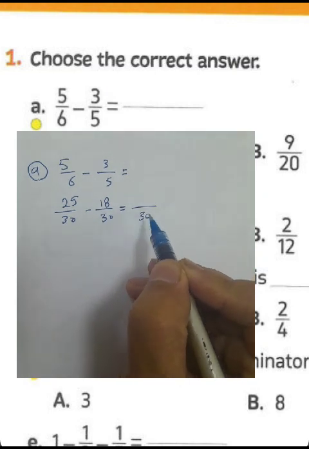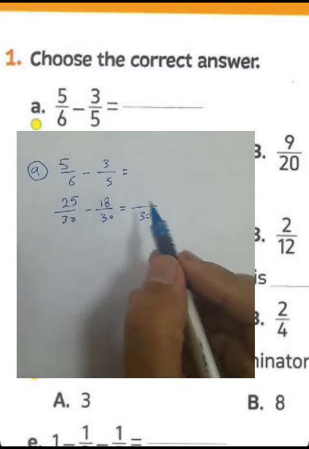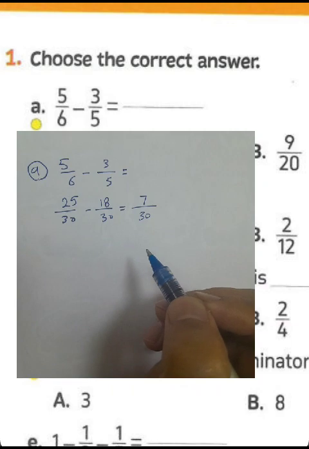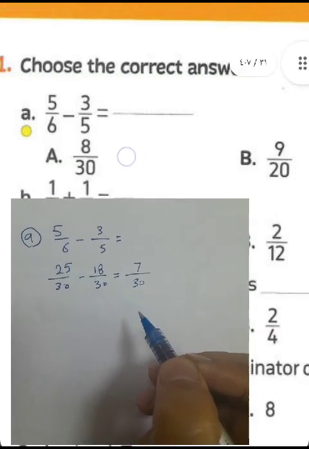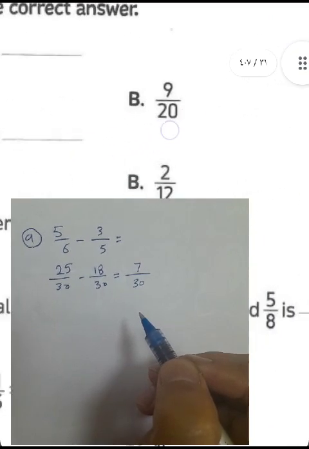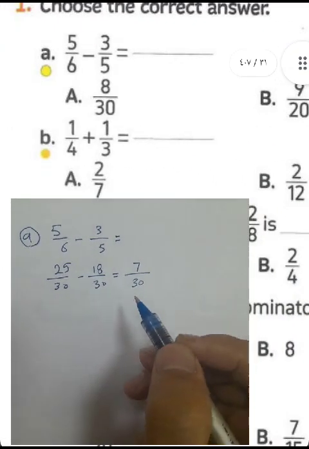And then write 30 in the denominator. 25 minus 18 will be 7. The result will be 7 over 30. Letter C, 7 over 30.